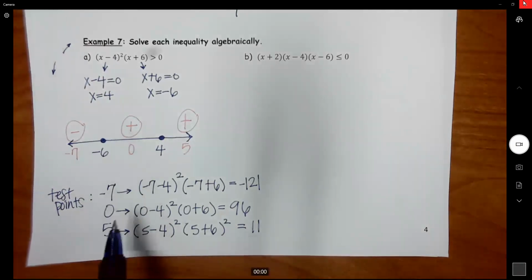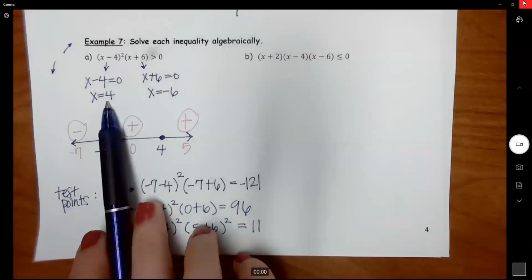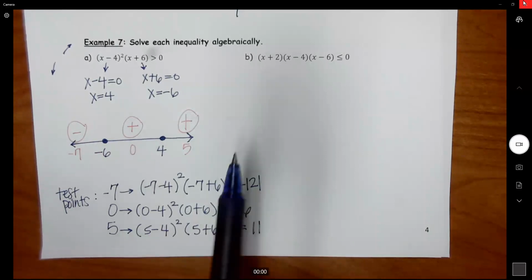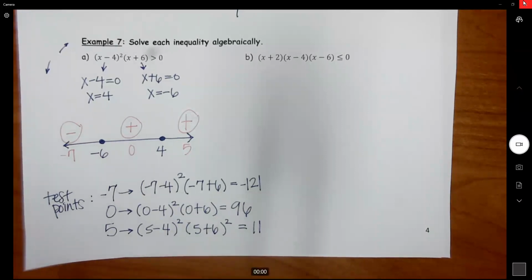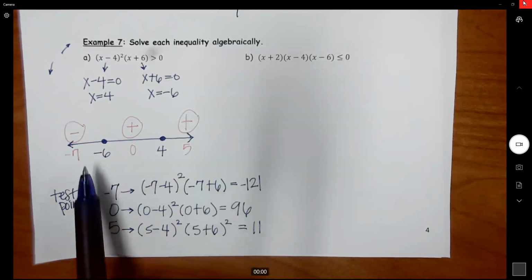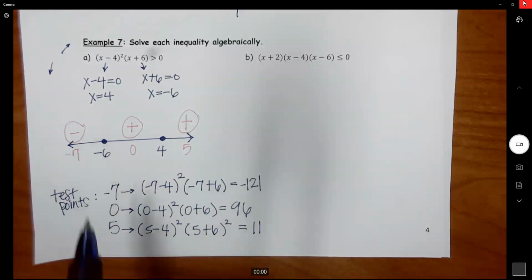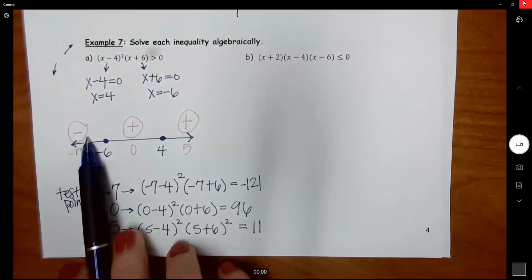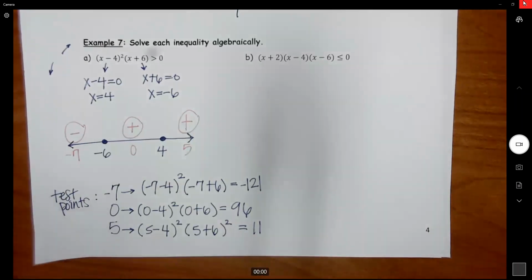So if you know your end behavior and you know your multiplicity, you can do this without needing to pick your test points and plug in. There's nothing wrong with doing that. But just know if you know the multiplicity and the end behavior, you should be able to determine negative, positive, positive here.